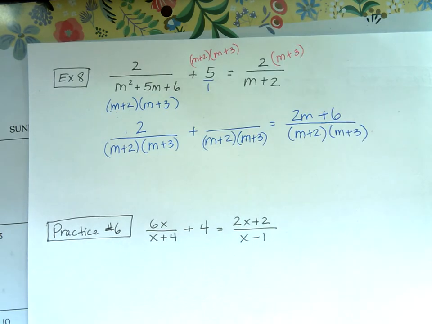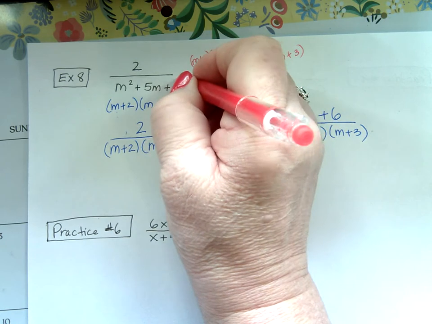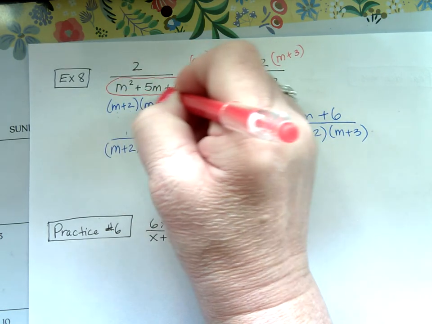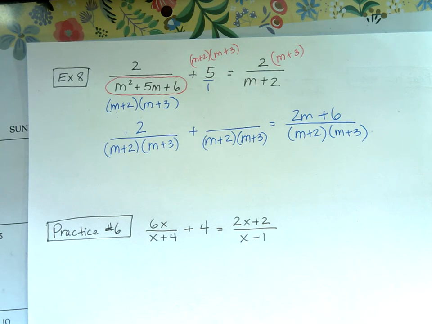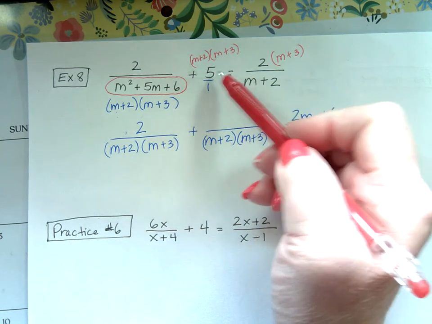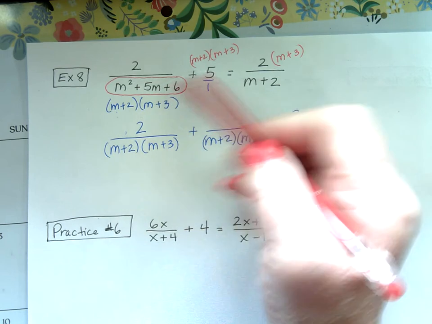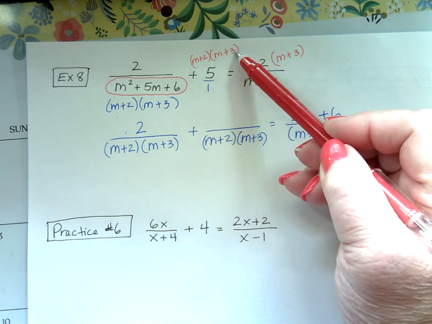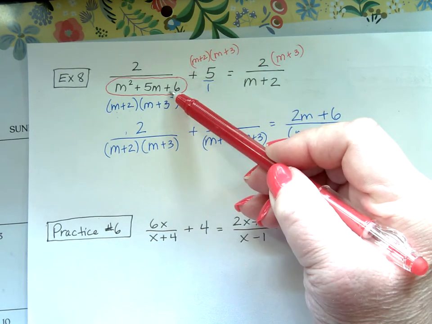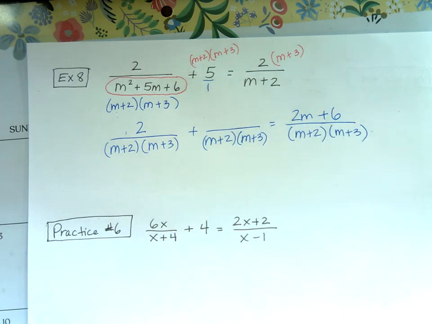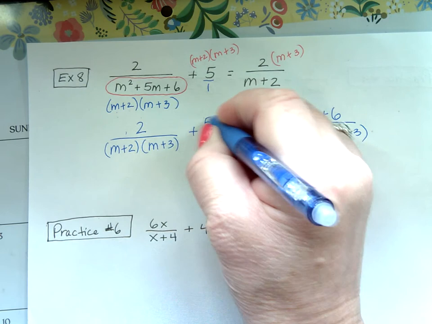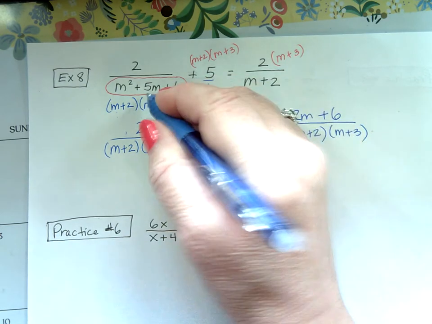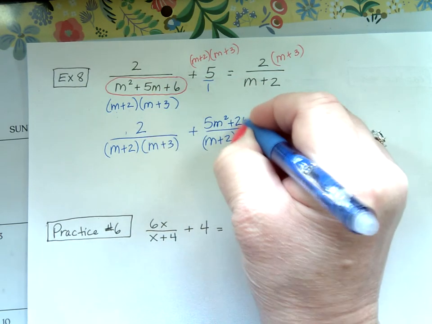Well, isn't that the same thing as this? M plus 2, m plus 3. And the reason why I'm looking at that is because it's going to make it way easier for me to multiply this 5 through. If I look at it this way, I'm going to have to FOIL it first, which gives me this, and then distribute the 5 through. So I'm going to have 5 times m squared is 5m squared. 5 times 5m is 25m, and 5 times 6 is 30.